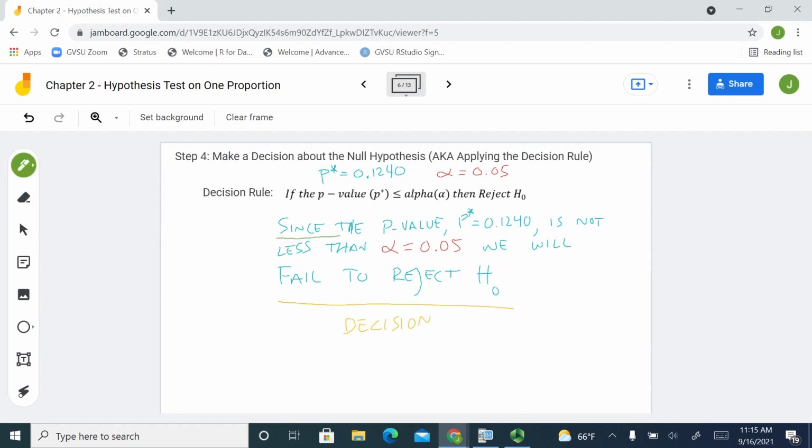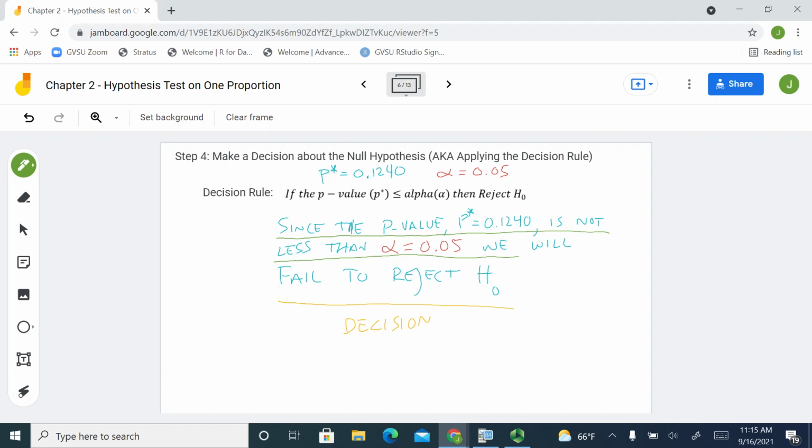And then this beginning part right here, this is the justification for our decision. We compared the p-value to the alpha value, and we determined it wasn't less than or equal to our alpha value, so we should fail to reject our null hypothesis. Basically, I just negated the statement. So that brings us to the conclusion.